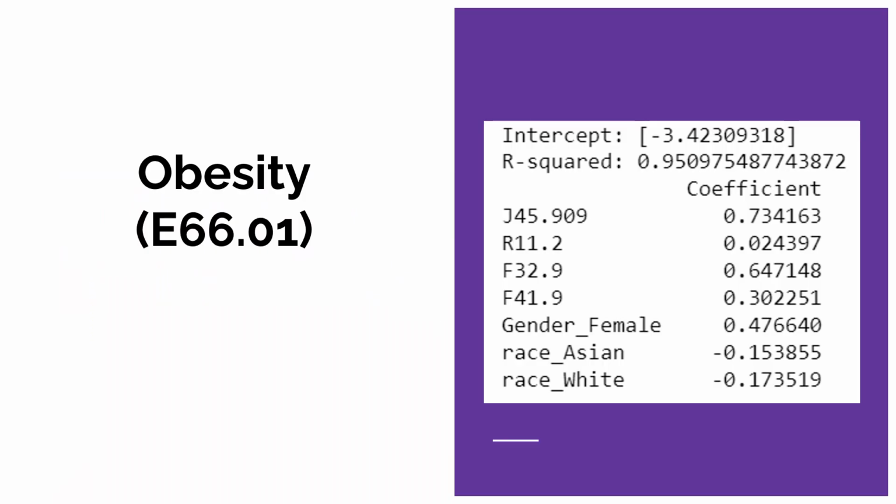So the first indirect regression was obesity, or E66.01. After running this as the response variable against all of the preceding diagnoses, we determined that these came up as the statistically significant variables. And in the following slides, I'll show you the other ones.